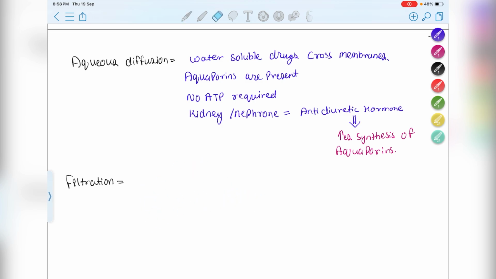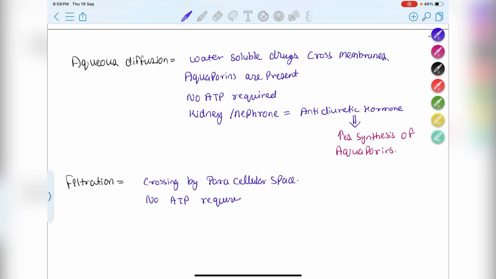Okay, crossing by paracellular space. Here also no ATP is required. And in the kidney, we can see from glomerular capillaries, blood gets filtered into the nephron. Okay, so that is the filtration process.